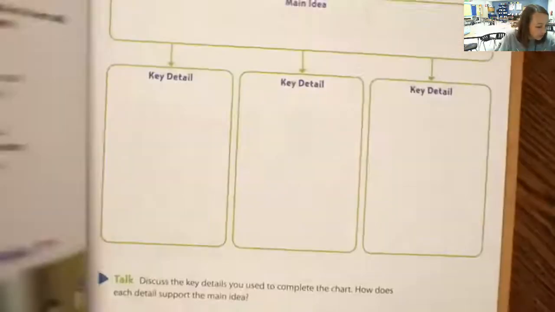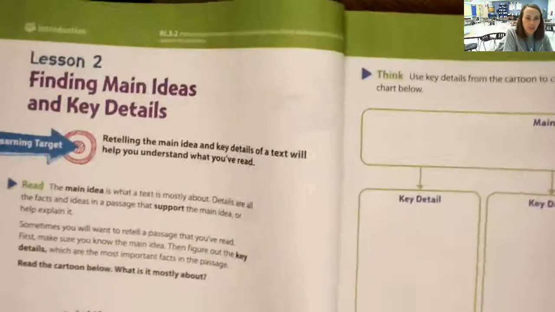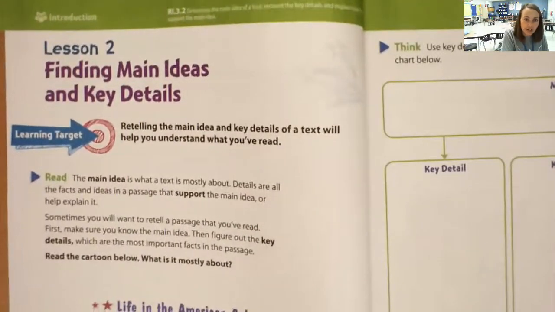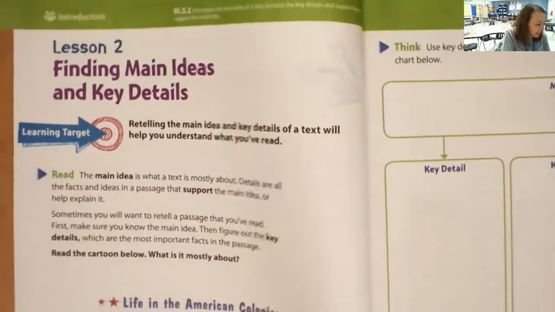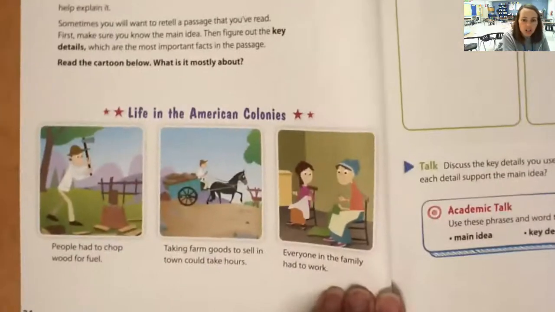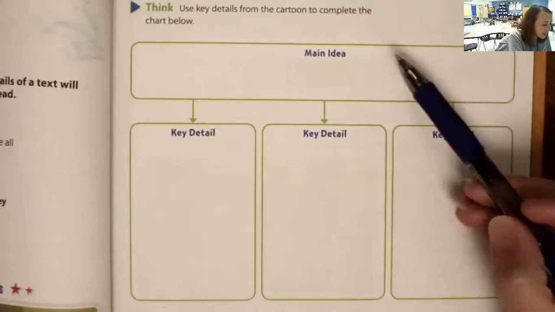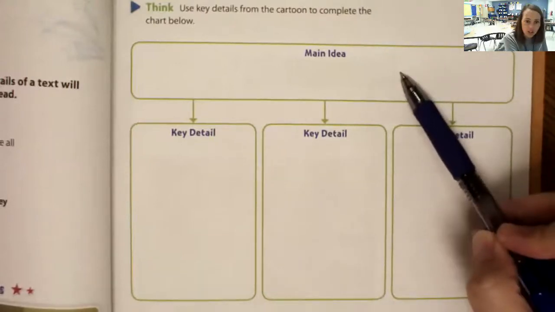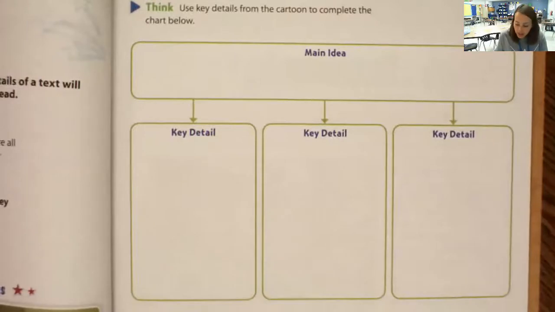So I'm going to show you what 24 and 25 look like in your iReady workbook. You're going to read 24, and it's basically going to tell you about finding main idea and supporting details. You have a little cartoon that you're going to read, and then you have a chart that you are going to fill out. So you're going to tell me what the main idea of the cartoon was and 3 details that tell more about that main idea, okay?